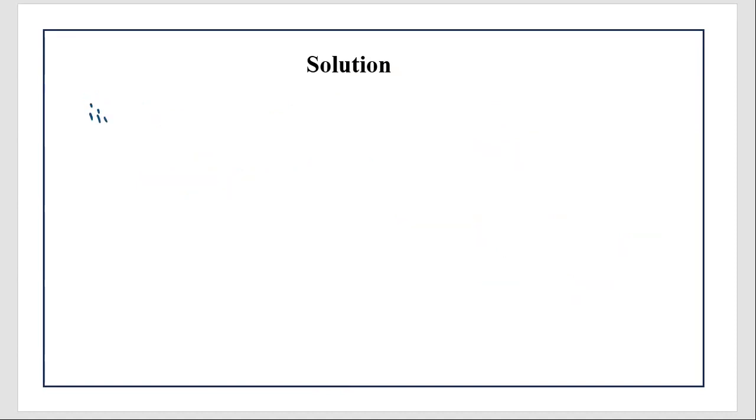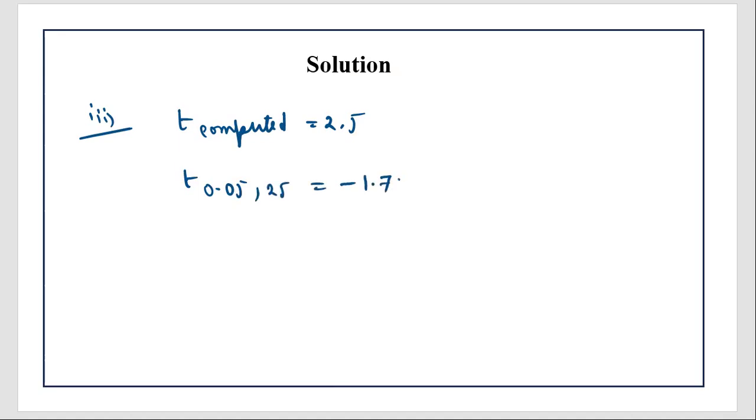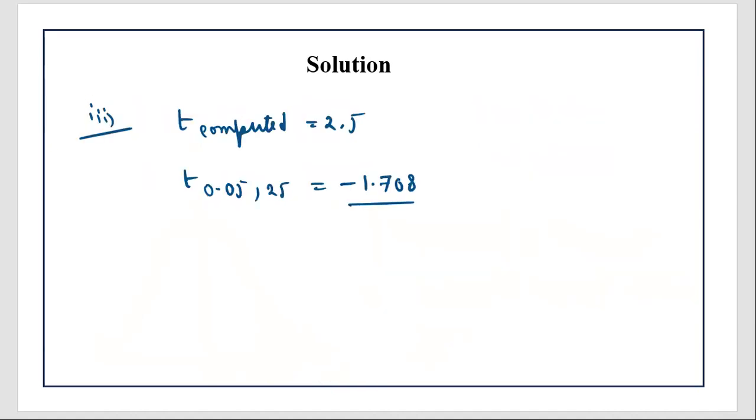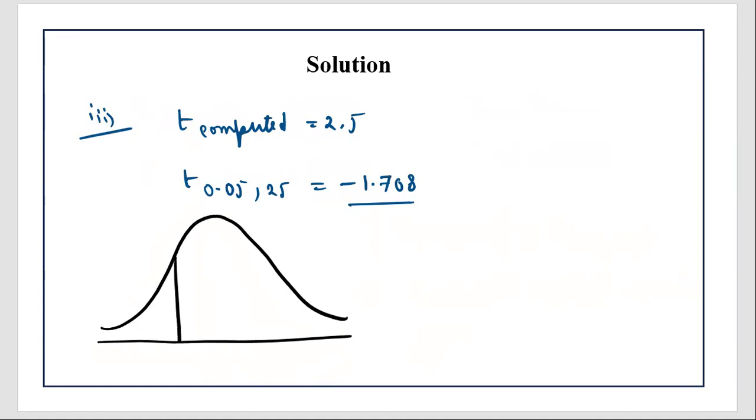And finally, we go into the third part. T computed again remains the same, 2.5. Now t critical will be what? T critical will be simply the negative value of what we got earlier. So 0.05 this, but now we will take only the negative side. See, this value remains the same. Here we have taken the positive side, here we will take the negative side. So here the rejection region will be on the negative side. This will be the rejection region now. This is the rejection region. This value is 1.708.